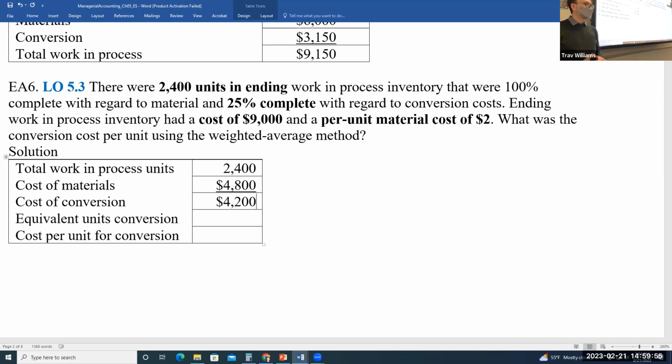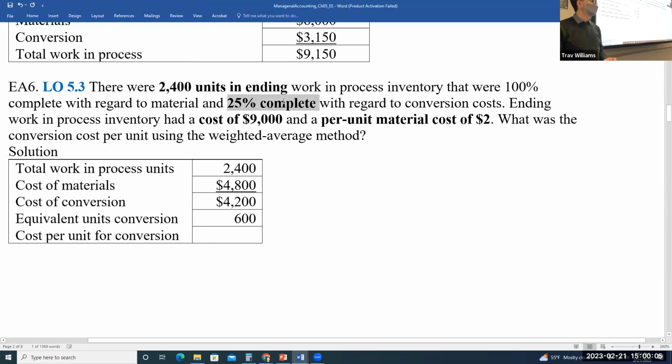So how many equivalent units for conversion do we have? 600. Okay, how'd you get that, Zay? 25% of 2,400. Right, there were 2,400 units in process. They're 25% complete. Multiply 2,400 times 25%, we get 600.